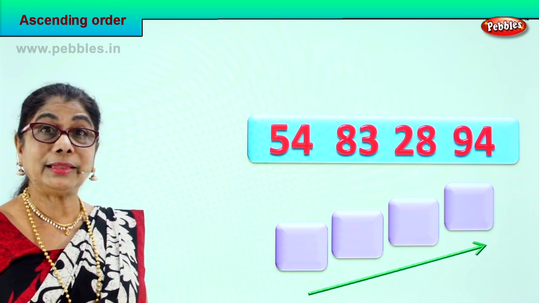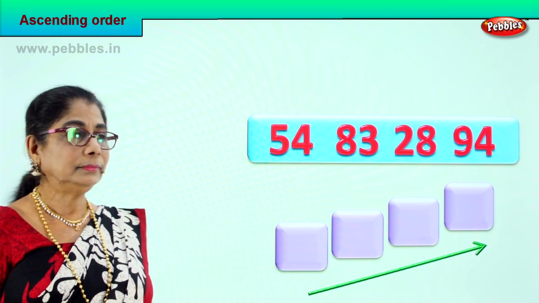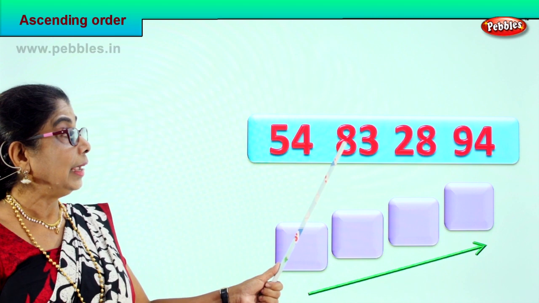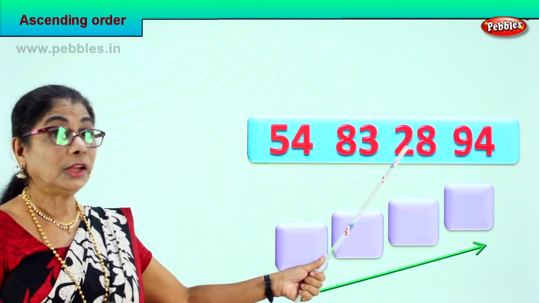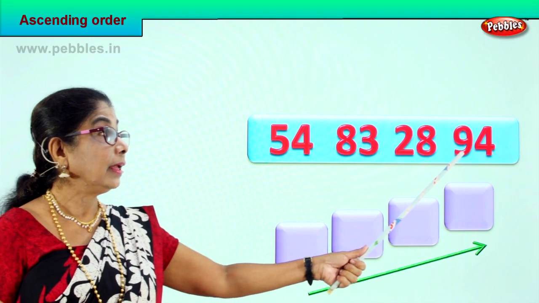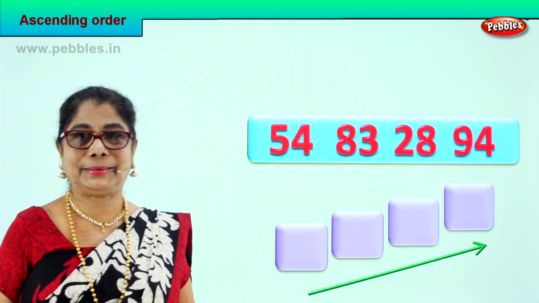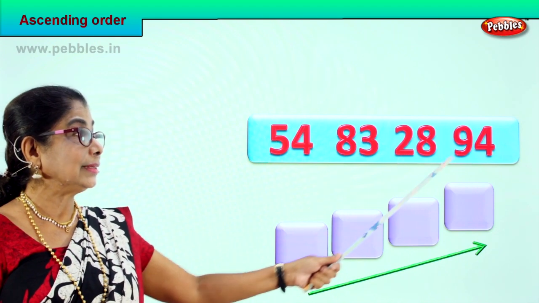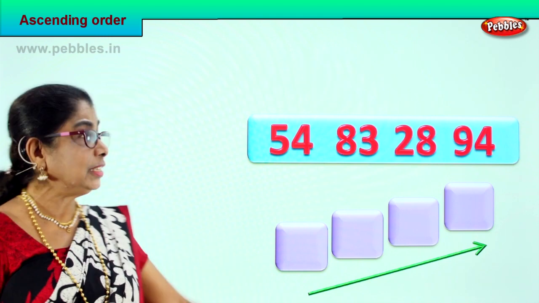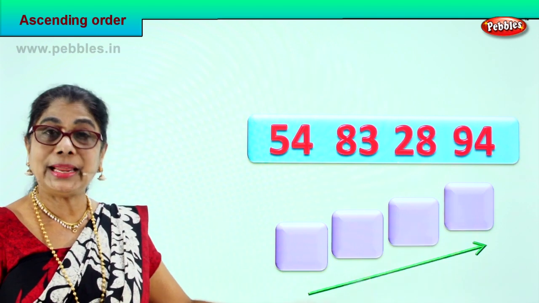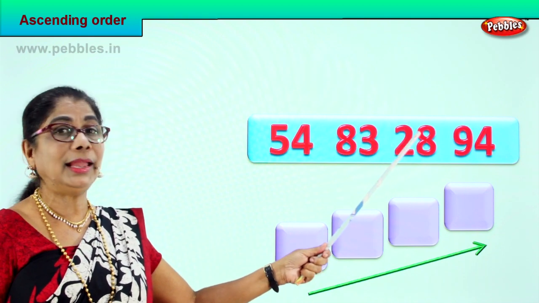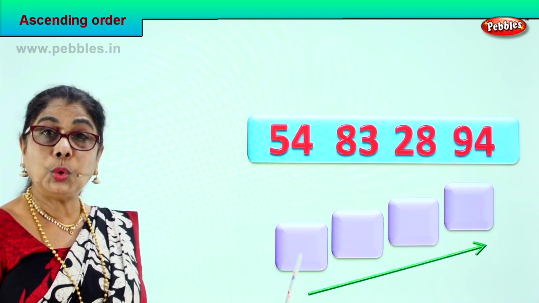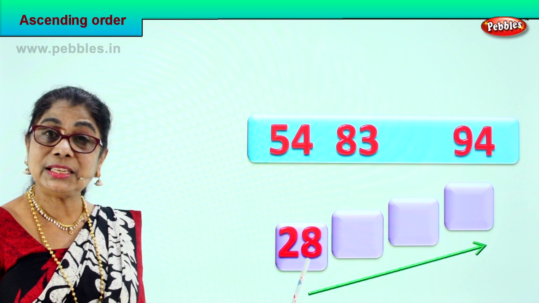Look, let's look at the tens place again. 54, 5 tens. 83, 8 tens. 28, 2 tens. 94, 9 tens. Look, 5 tens, 8 tens, 2 tens, 9 tens. Which is the smallest? Certainly, 2 tens is the smallest. 2 tens, 8 ones. That's the smallest number we have among the 4. We take it and put it into this first box.